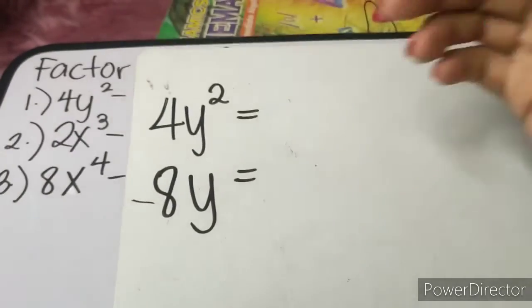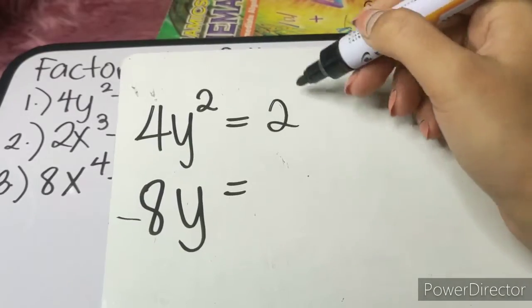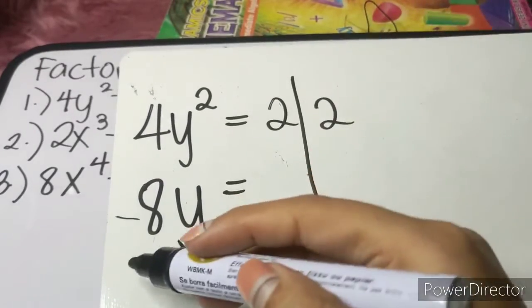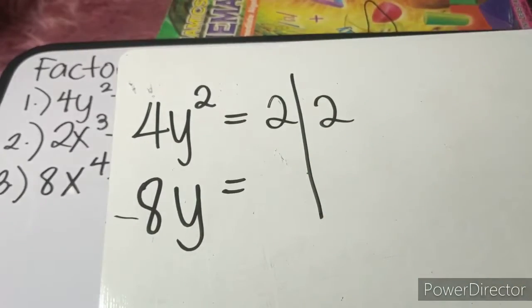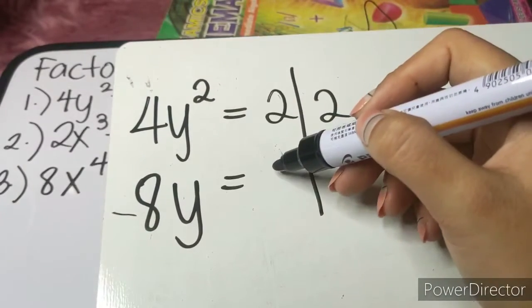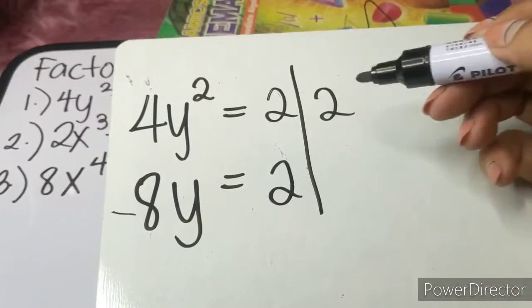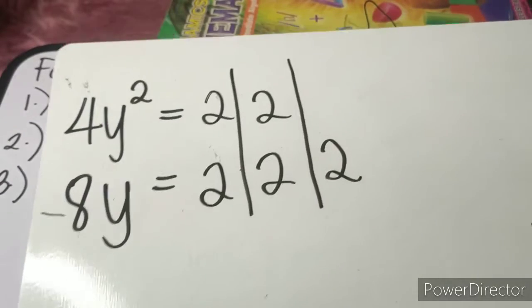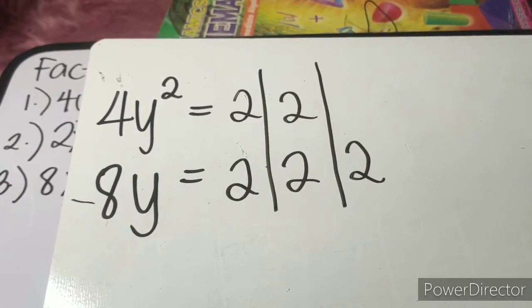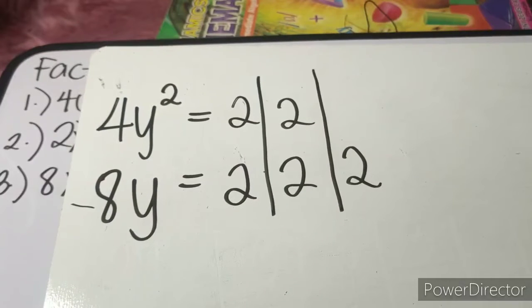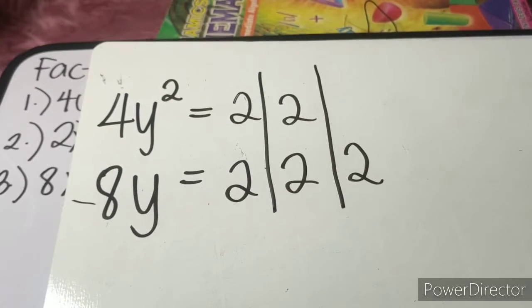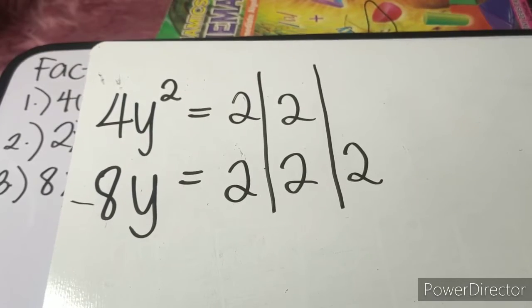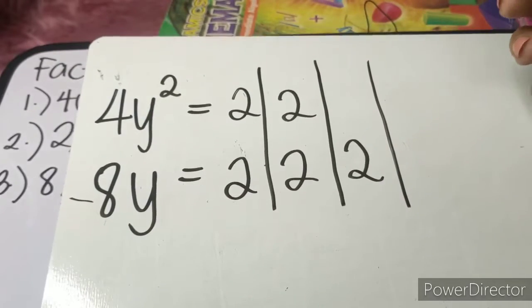4 could be factored as 2 times 2. Yung negative 8 naman, mamaya na yung negative na yan sa final answer na lang. So, 8 could be factored as 2 times 2 times 2. Ngayon naman, ang technique natin sa variable, dapat yung common letter nila, yung may mababang exponent. So, as you can see, yung isa y squared, yung isa y. So, ano ba mas mababa? Yung y squared o yung y?